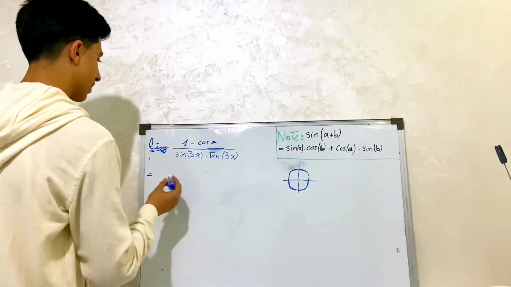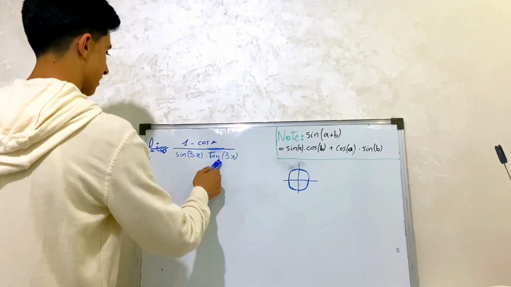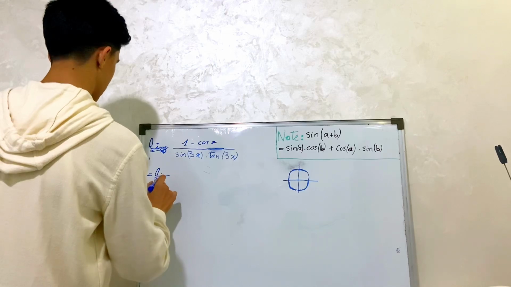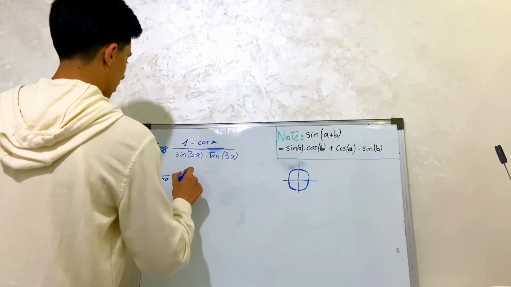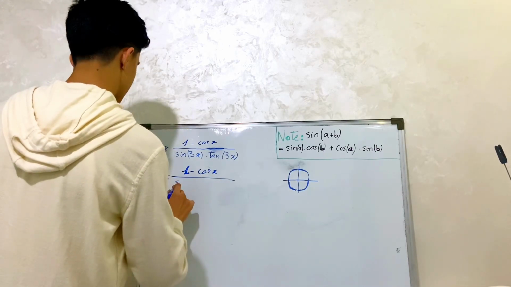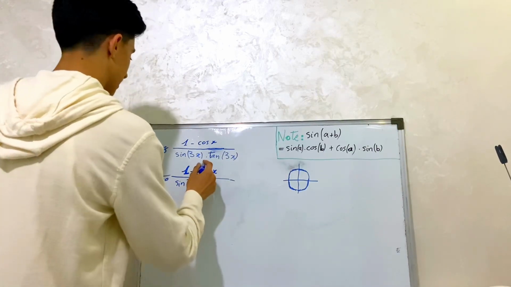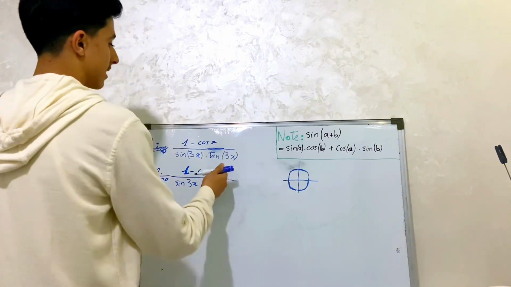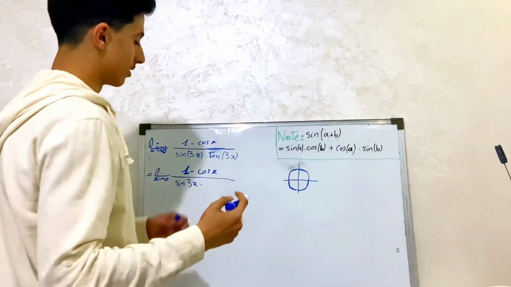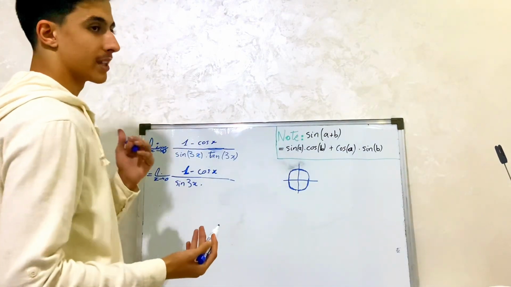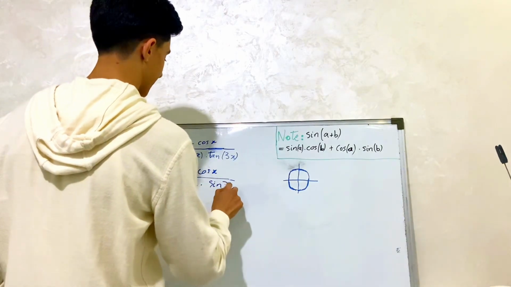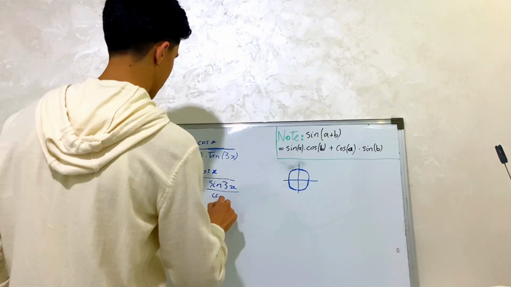First, we are going to expand tan 3x, which is basically limit as x goes to 0 of 1 minus cos x over sine 3x times tan, and tangent of some angle is basically the sine over the cosine of that angle. So this basically is sine 3x over cosine 3x.